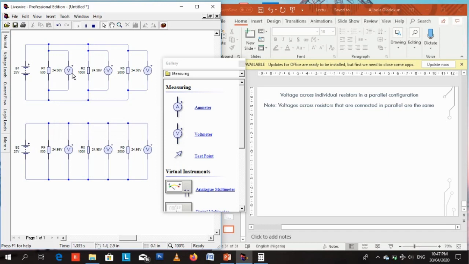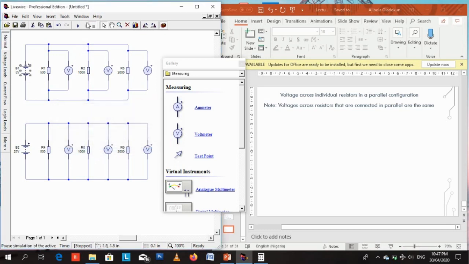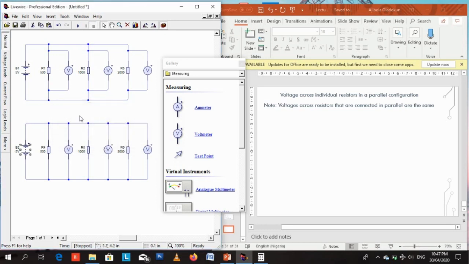Now, if I change the source to 25 volts, you see here that the voltage has dropped to 24.98. It means that this battery is already at its limit. So 25 volts is too high for this battery to supply. Let's make it 5 volts. 5 volts is something more valid. So if I change the voltage supply to 5 volts and simulate, the value across all three resistors still will be 5 volts.